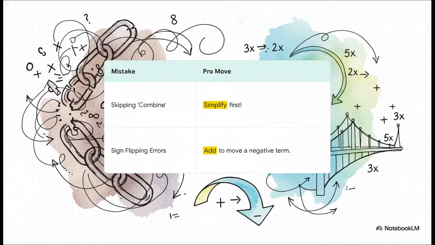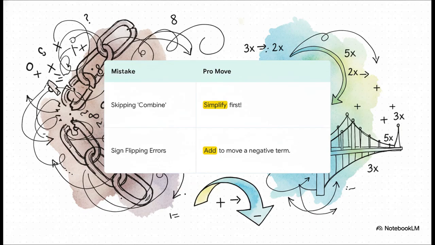Okay, the biggest trap of all is getting impatient and skipping the combine step. If you've got something like 3x plus 2x minus 8, it is so tempting to just start moving one of those x terms right away. Don't do it. It makes everything so much messier. The pro move is to always simplify first. Combine that 3x and 2x into 5x, then move on.